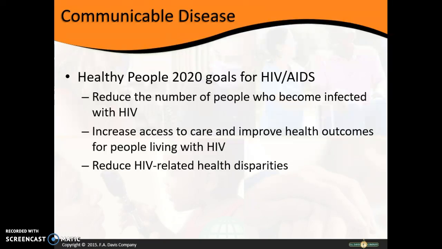There are Healthy People 2020 goals for HIV and AIDS. They want to reduce the number of people who become infected. They also want to increase access to care for people who have and are living with HIV, and then look at how to change this certain segment of the population being more likely to become infected, to make that more normalized and reduce that disparity.